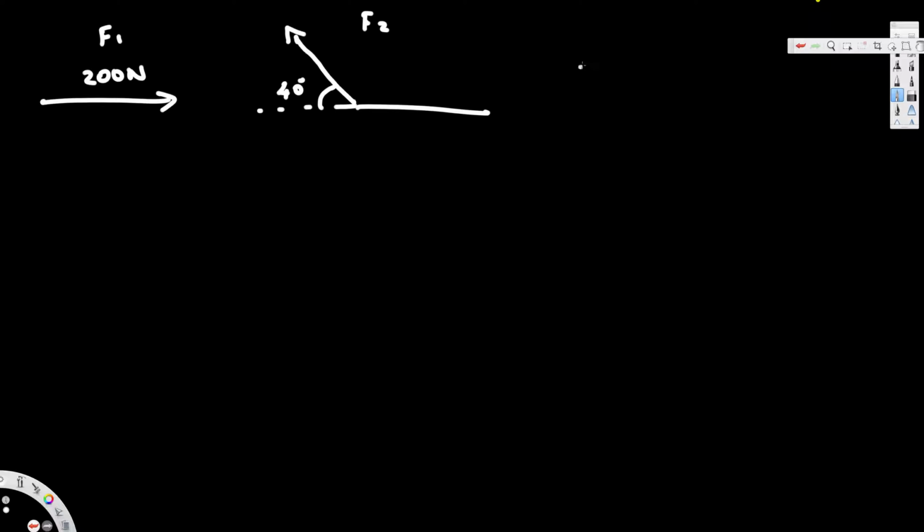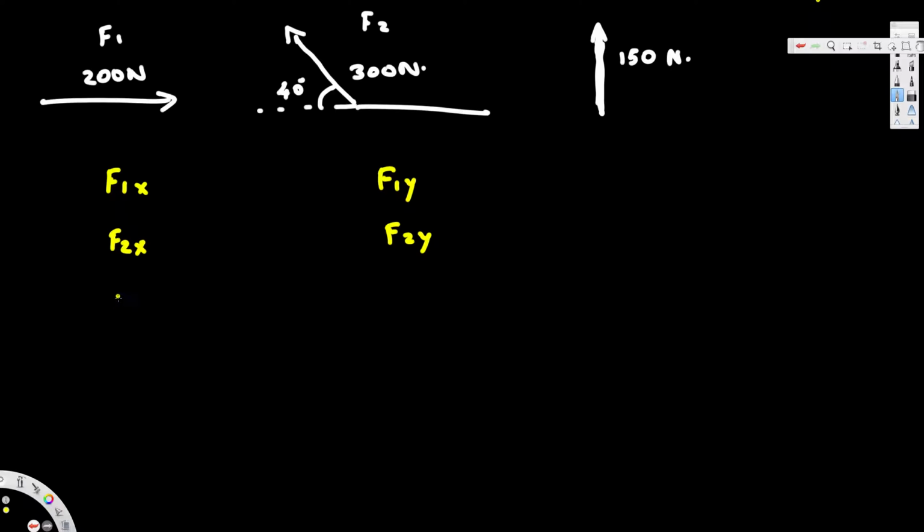and let's say we have another force acting upward, 150 Newton. Okay, this is straight, 150 Newton. Now let's put a value for this one. Let's say this is 300 Newton. Okay, so this is 200 Newton, 300 Newton, 150 Newton. Same approach. First we have to write our xy components. So f1x, f1y, f2x, f2y, and then f3x, f3y.